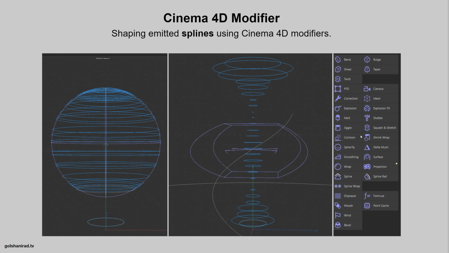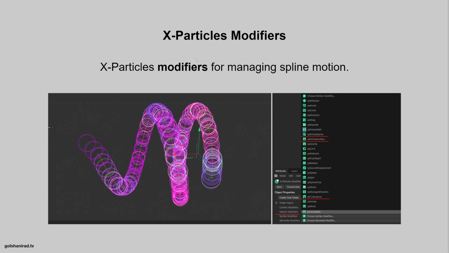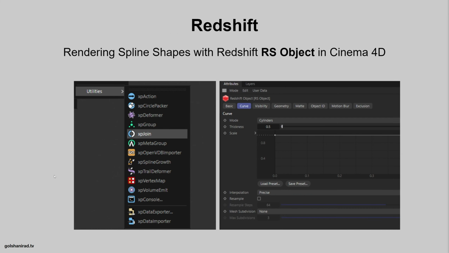With modifiers in C4D we can easily shape our splines. And also we can use X-Particle Modifiers because all of these splines are also emitted particles, so they easily interact with the motion modifiers in xParticles, for example xpFollowSpline or follow surface, or xpTurbulence. And finally we'll use Redshift to render our spline shapes with the help of xpjoint utilities in xParticles.